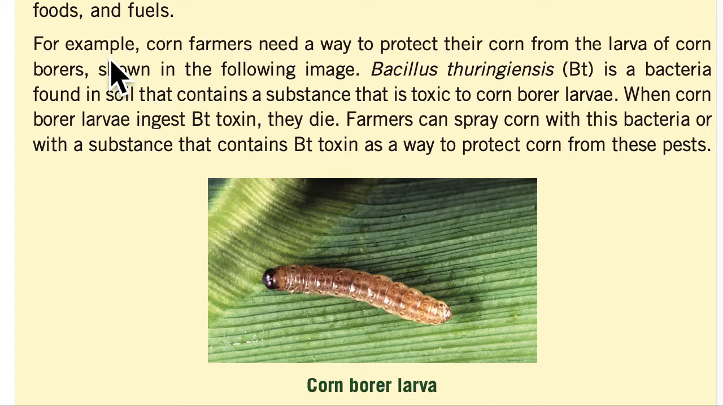For example, corn farmers need a way to protect their corn from the larvae of corn borers, shown in the following image. Bacillus thuringiensis, or Bt, is a bacteria found in soil that contains a substance that is toxic to corn borer larvae. When corn borer larvae ingest Bt toxin, they die. Farmers can spray corn with this bacteria or with a substance that contains Bt toxin as a way to protect corn from these pests.